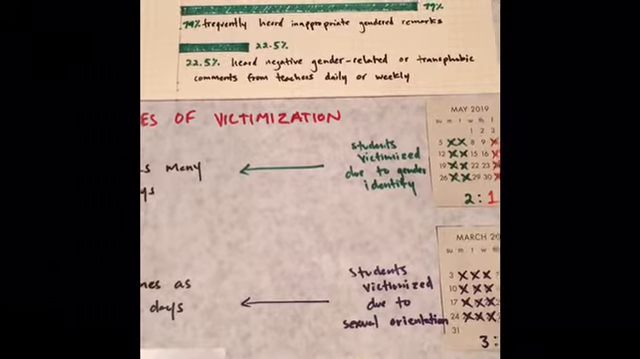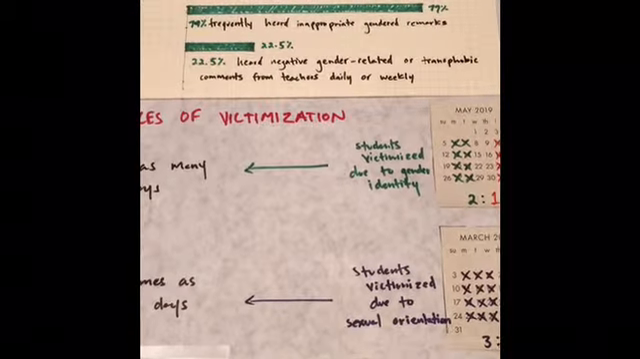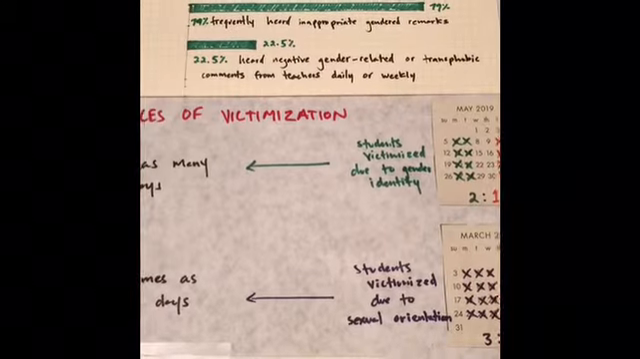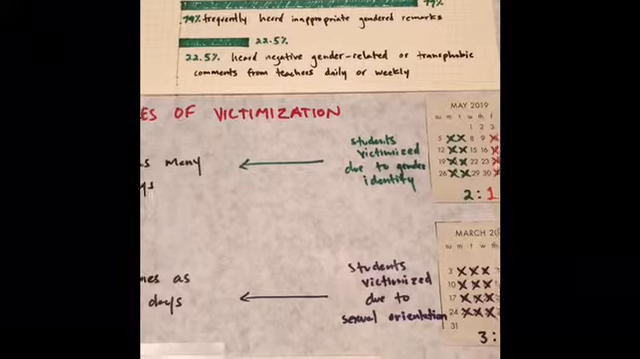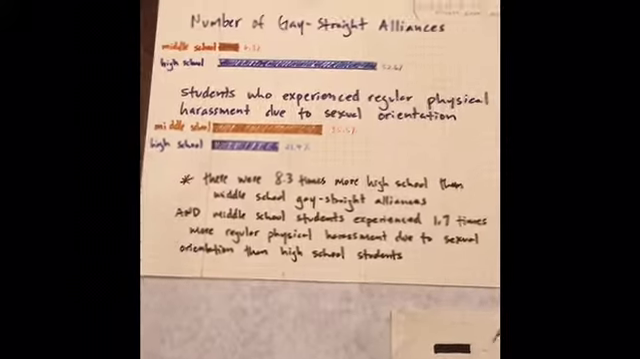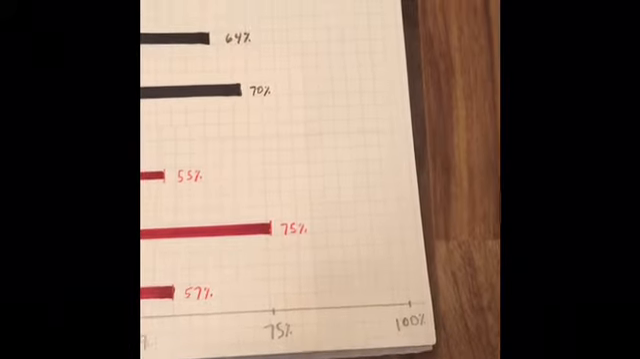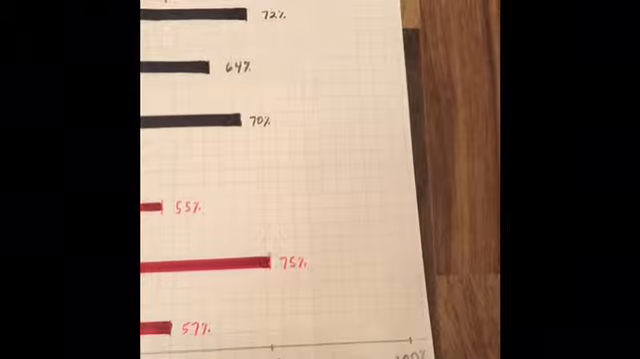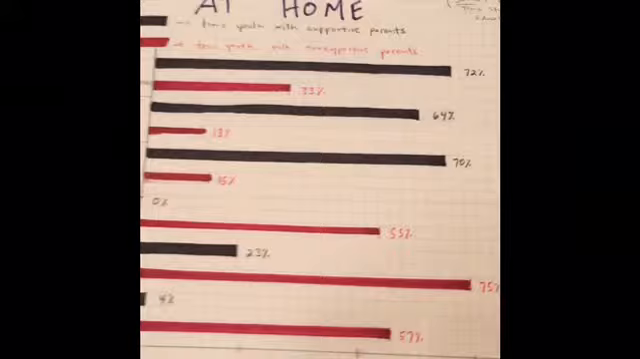79% of trans students frequently heard inappropriate gendered remarks, and 22.5% heard negative gender-related or transphobic comments from teachers daily or weekly at school. And I just want to point out that all of these graphs on my poster are to the same scale, where 100%, for each survey data point, is 35 of these boxes on the graph paper.